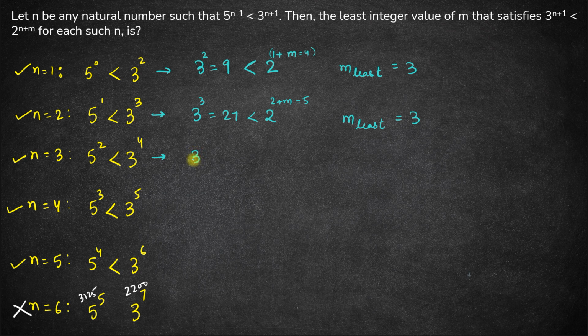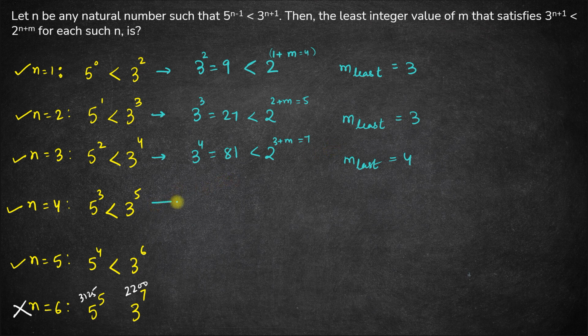What about this case? This will become 3 to the power 4, which is 81. This should be less than 2 to the power 3 plus m. So what is the least power of 2 which is greater than 81? 2 to the power 7. 2 power 6 is 64, which is less than 81, then 2 power 7 is 128, which is greater than 81. So 3 plus m should be 7. So the least possible value of m will come out to be 4 from this case.